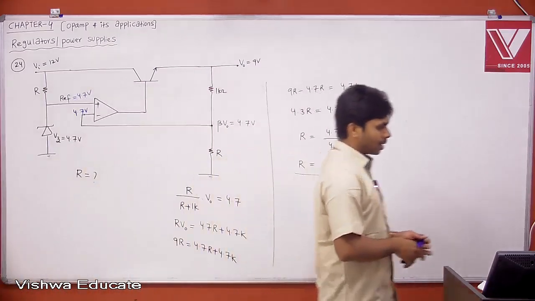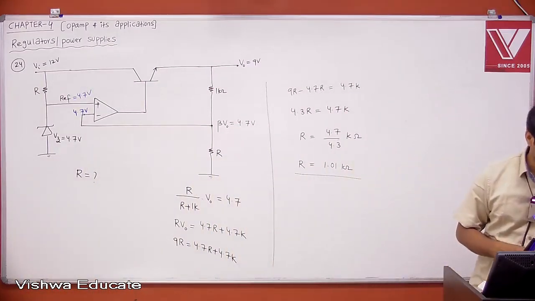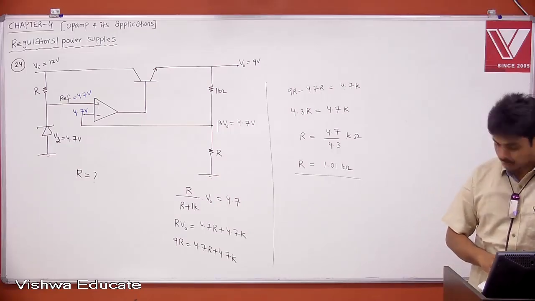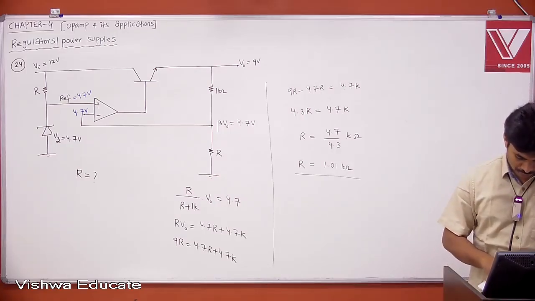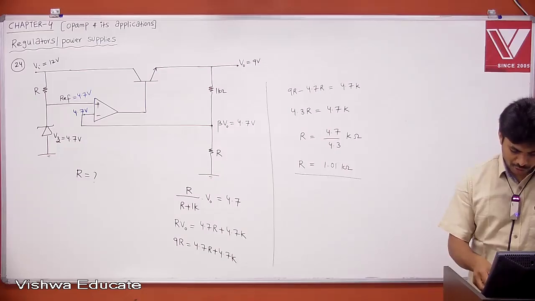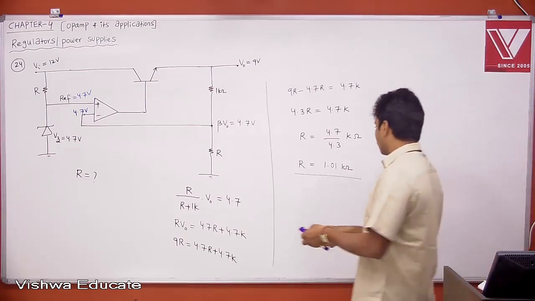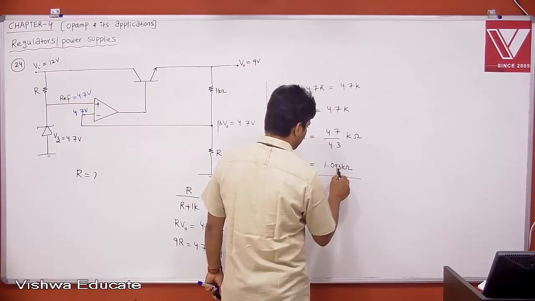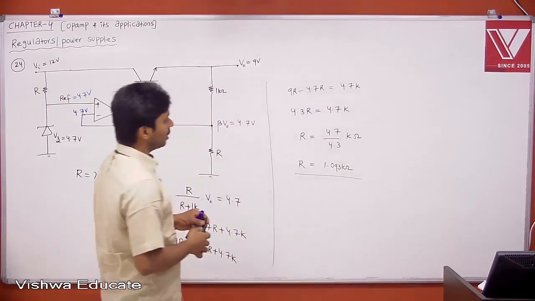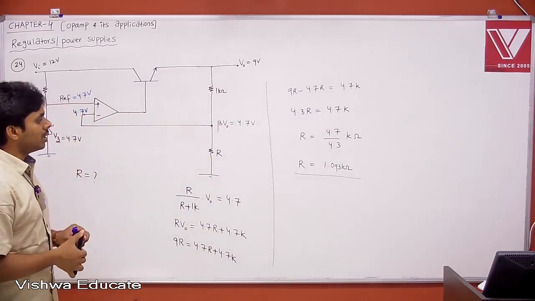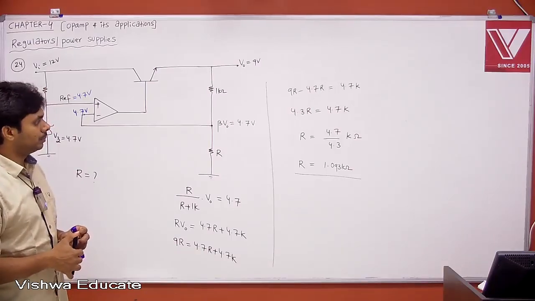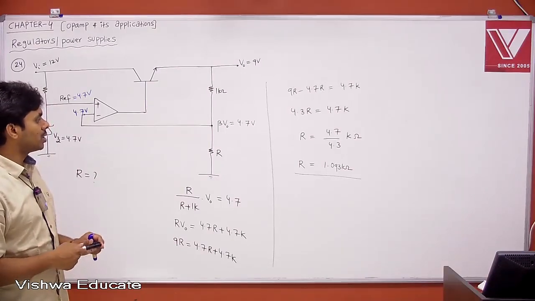And if you want the exact answer, we can get the exact answer also. 47 divided by 43 is 1.093. Sorry, this is 1.093 kilo ohm. At least you give 2 decimals or 3 decimals if the problem is associated with fill in the blank. The answer is 1.093 kilo ohm.